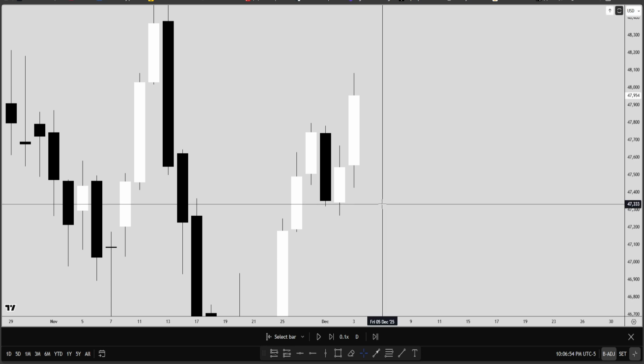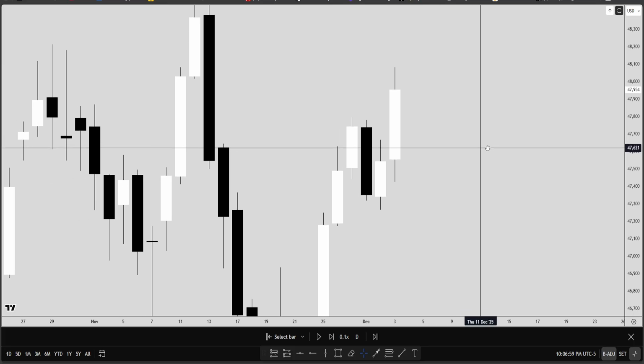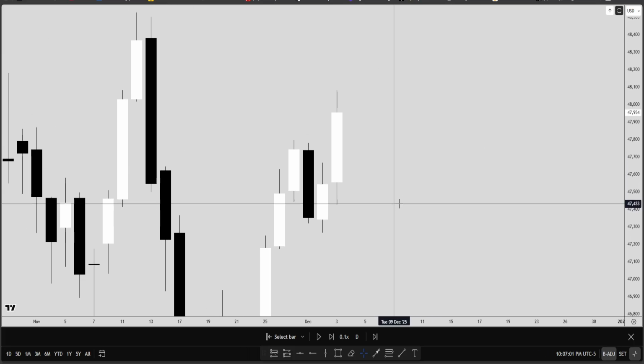Good evening, guys. This is going to be our trade breakdown, the trade that I took for YM this morning during New York session. So this is how we did.